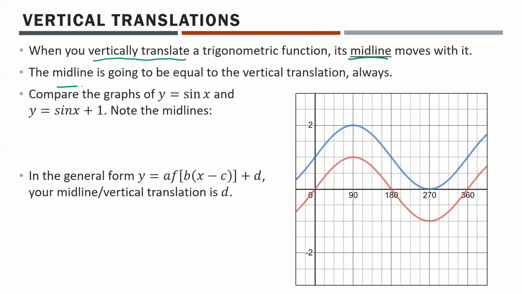Your midline is actually going to be equal to your vertical translation always, right? So if you're going up 5 units, your midline is now up at positive 5. If you're going down 7 units, your midline is now at negative 7, and so on.